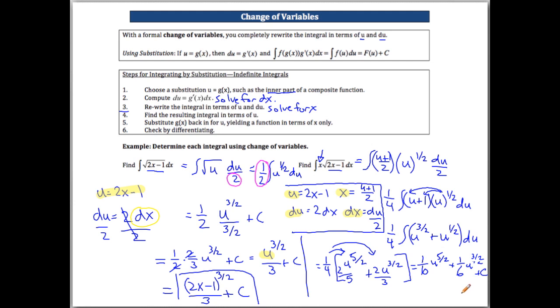And now we can just rewrite our final answer by substituting u back in as 2x minus 1. Okay, so here and here. So final answer is going to be 1/10 (2x minus 1) to the 5/2 plus 1/6 (2x minus 1) to the 3/2 plus c. Final answer.